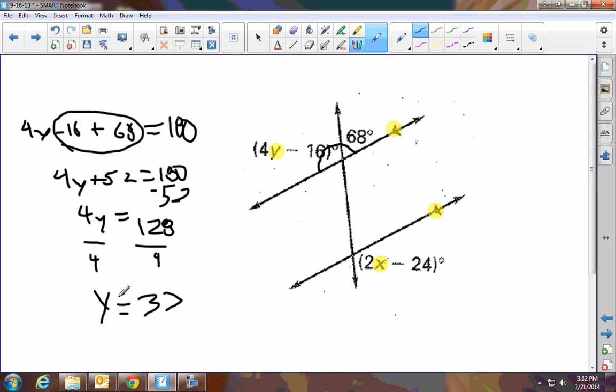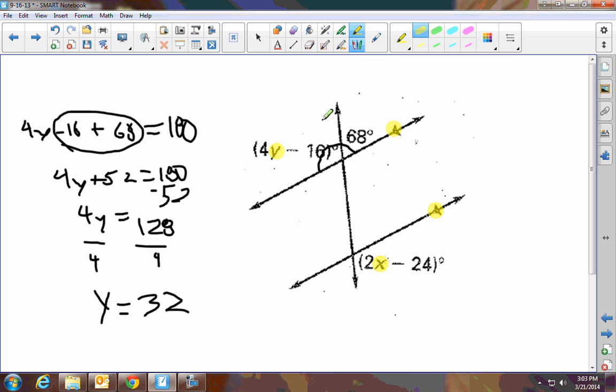Does that sound right? 27? That's probably more accurate. Let me grab my calculator here. 128 divided by 4 is 32. I'm way off on each. Please forgive me. Okay, so now we know y equals 32. I can plug that in and figure out what this angle is. And the next question would be, how do we get x?